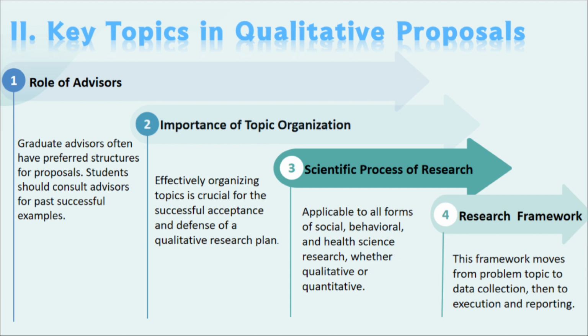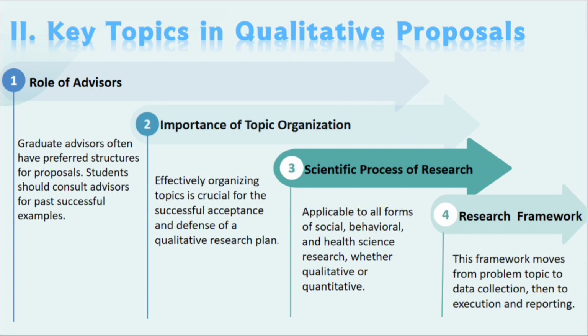Now here is a section from our book on the key topics typically included in a qualitative proposal or plan. Firstly, let's talk about the role of advisors. Graduate advisors often have preferred structures for proposals. Students should consult advisors for past successful examples. So it's super important for us to know that our graduate advisors might have specific ways they like proposals to be set up. It's always a good idea to ask them for any examples they think are done well.